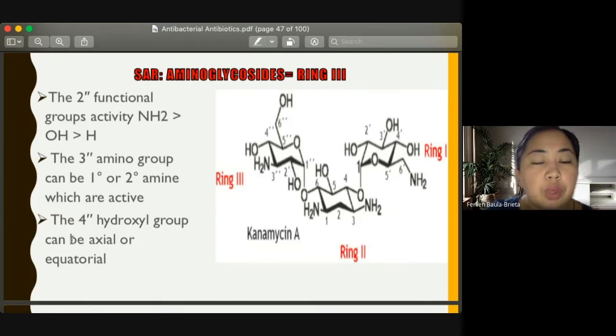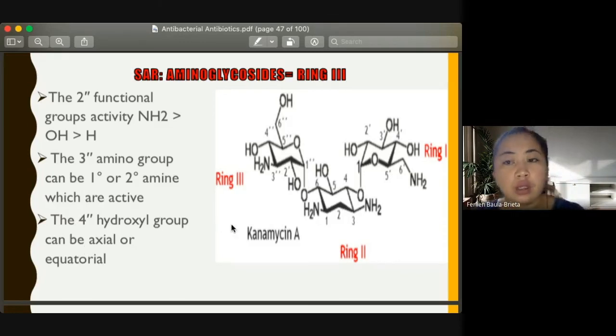And then we have 4 hydroxyl group that can be axial or equatorial. So ito yung C4. C4 hydroxyl group can be axial or equatorial. Stereochemistry placement of the drug. It's not substitution, but the arrangement. It has a bearing also in drug upgrade or development.